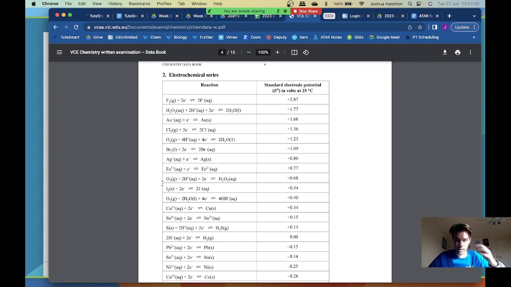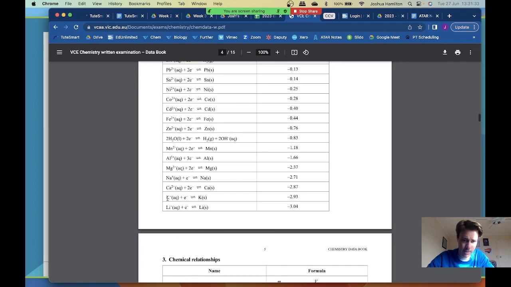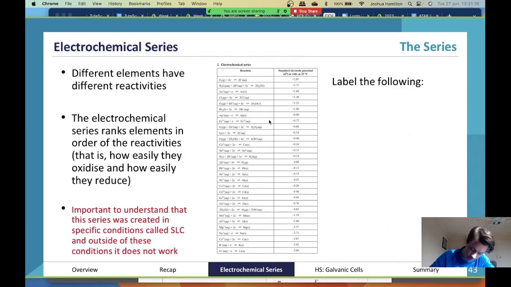So given that this is a redox equation and this molecule here is going through redox, what do we think? Is this going to be an oxidant or a reductant? Because it's going through reduction. So have a quick think. Is this going to be an oxidant or reductant? It's going to be an oxidant. So this here is going to be an oxidant. And what I will tell you is that this is the strongest oxidant. Down here, this is the weakest oxidant.